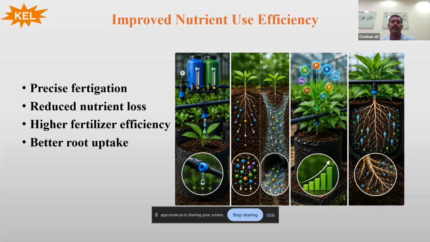In soilless substrate cultivation, nutrients are supplied directly to the root zone through fertigation. Since irrigation and fertilization occur simultaneously, nutrients remain available where the roots can absorb them most efficiently. Modern soilless substrates also help retain water and dissolved nutrients while maintaining sufficient aeration, creating ideal conditions for nutrient uptake. This precision reduces fertilizer wastage and minimizes environmental pollution while improving crop growth.